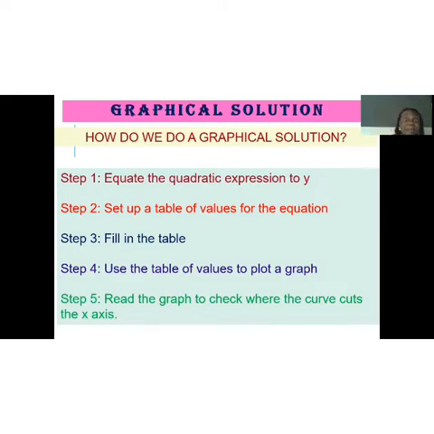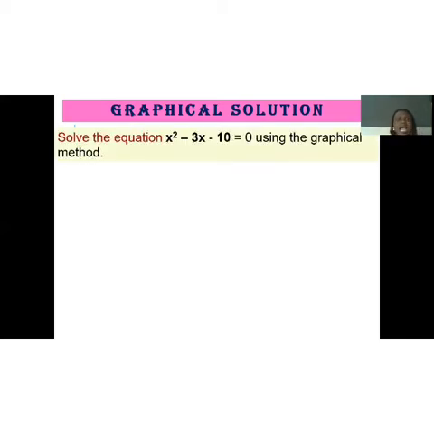So let's take this step by step with an example now. This is an equation: x squared minus 3x minus 10 equals 0. You have to use the graphical method to solve this equation. So first step, equate it to y. So you say y equals x squared minus 3x minus 10. That's step one. Now step two, you're going to plot a table of values.